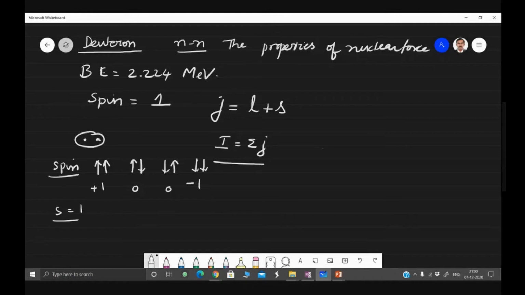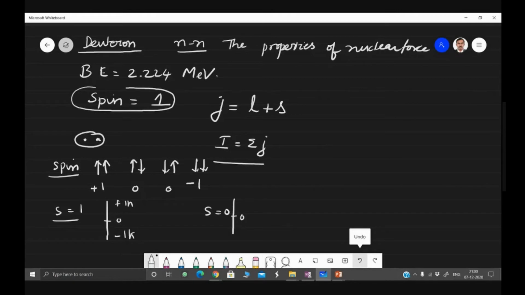One is S equal to 1, a triplet state, and S equal to 0, a singlet state, for example. For the S equal to 1 state, we can have three different possibilities: 0ħ, +1ħ, or -1ħ. And for S equal to 0, we have one possibility, 0ħ. The experimentally measured spin of the deuteron is 1.